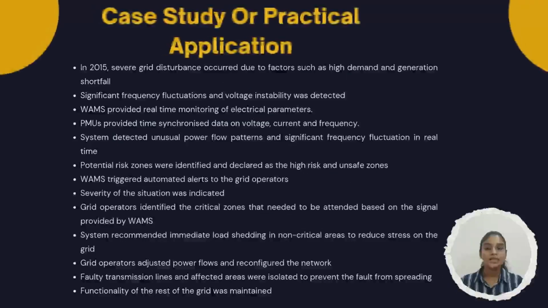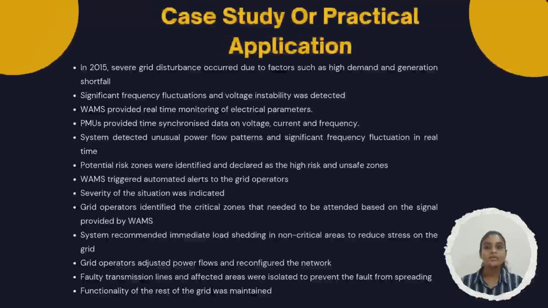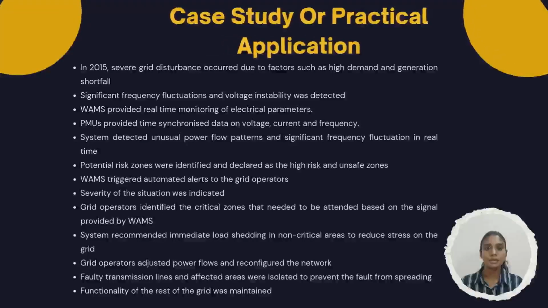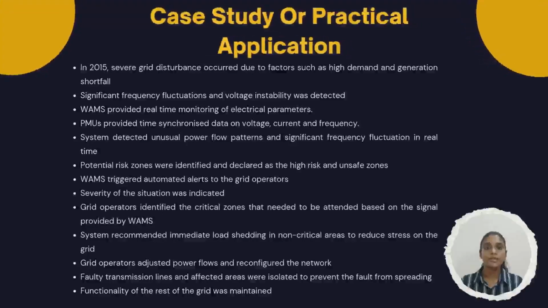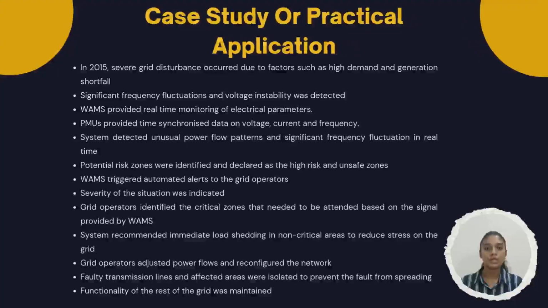In 2015, severe grid disturbance occurred due to factors such as high demand and generation shortfall. Significant frequency fluctuation and voltage instability were detected. WAMS provided real-time monitoring of electrical parameters. The PMUs provided time-synchronized data on voltage, current, and frequency. The system detected unusual power flow patterns and significant frequency fluctuation in real time.